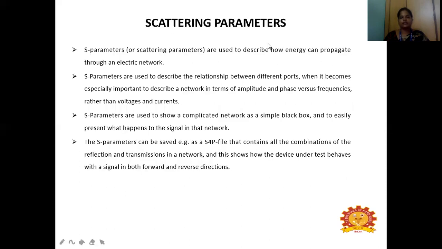So next is scattering parameters. These scattering parameters are used to describe how the energy propagates through the network. S parameters are used to describe the relationship between different ports, or to describe the network in terms of amplitude and phase versus frequency rather than voltages and currents. S parameters show a complicated network as a simple black box, and also make it easy to present what happens to the signal in that network.